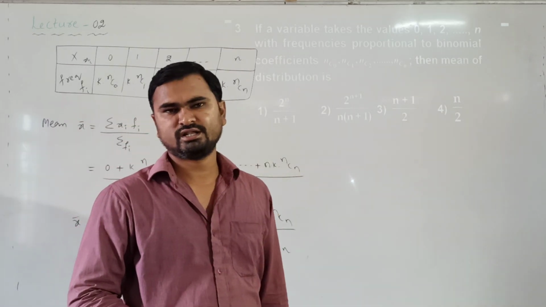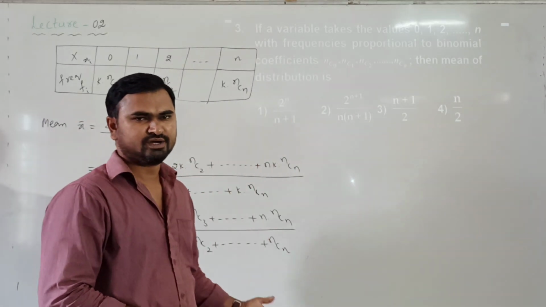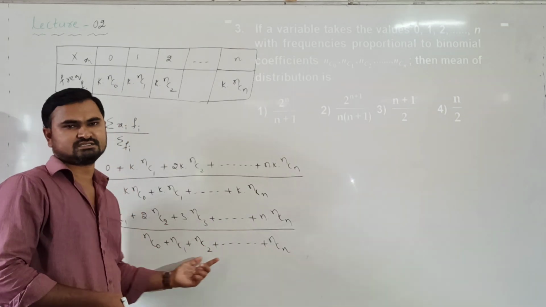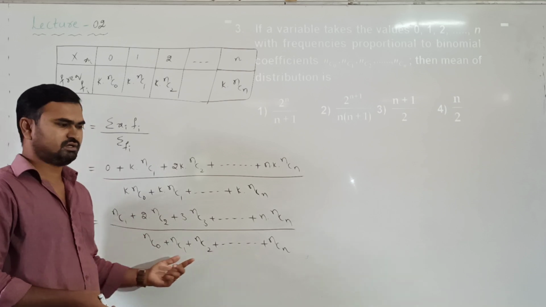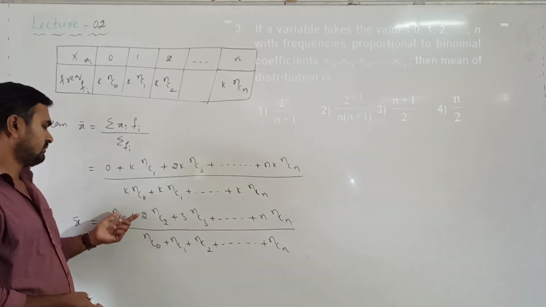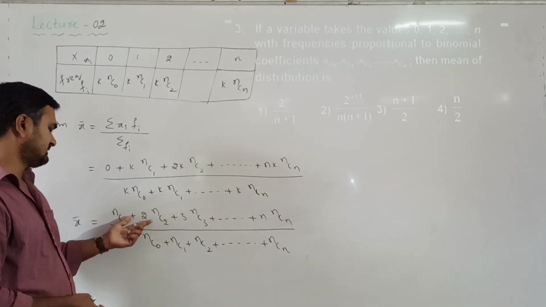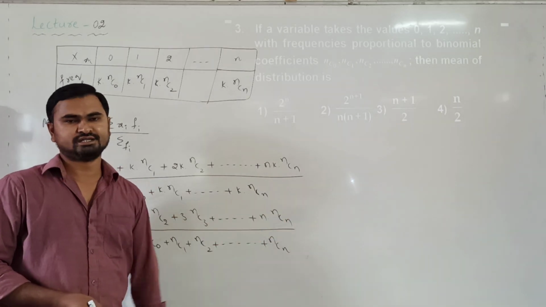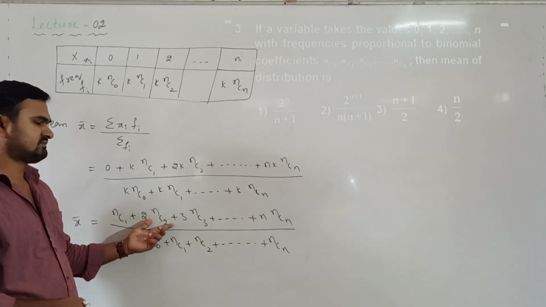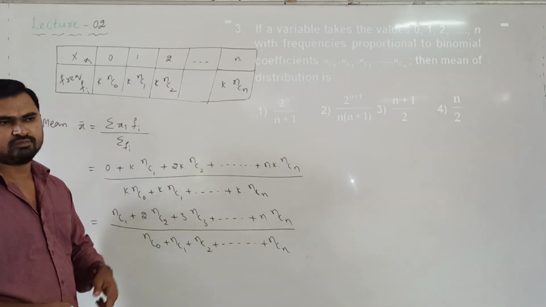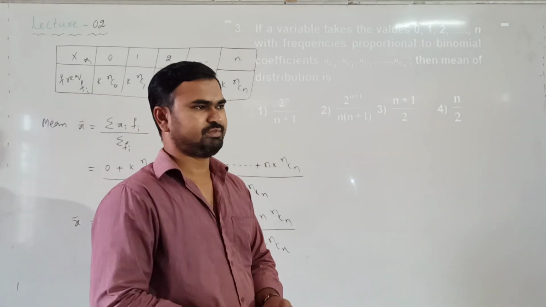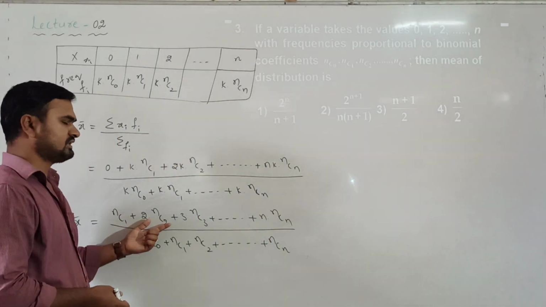Now that we studied in the binomial theorem, this is the sum of binomial coefficients starting from nC0 up to nCn. This is 2 power n. So we know the denominator is 2 power n, but we don't know the numerator: nC1 plus 2 into nC2, 3 into nC3 up to n into nCn. Now for finding this value, we have to go back to the binomial theorem and some concept of differentiation. Based on that we can find this value.